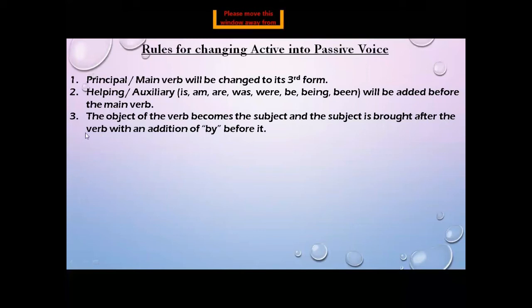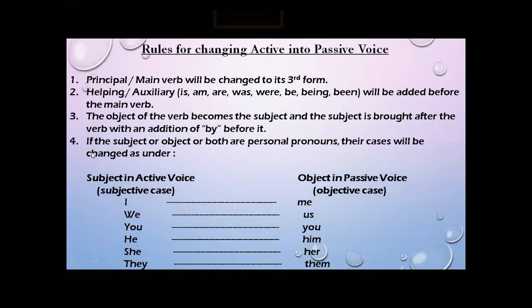We bring the subject after the verb with addition, and before the subject after the verb we always use by. If you want to write the subject, before it is always written by. Remember.